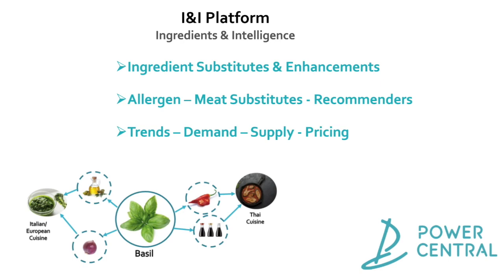And there you have it, the ingredients and intelligence for basil. At Power Central, we use our ingredients and intelligence solution to help our customers get a deeper understanding of why their customers are ordering specific ingredients, what are the larger demographic or pop culture trends associated with these ingredients, and based on that intel, help our customers predict demand and set prices for specific ingredients, and also provide recommendations based on allergens, meat and protein substitutes, taste preferences, and so on.